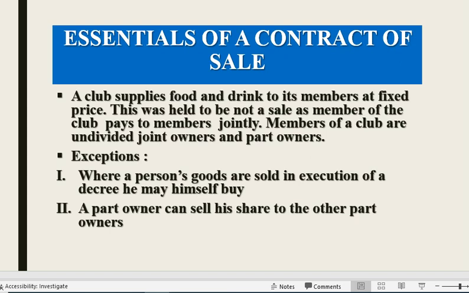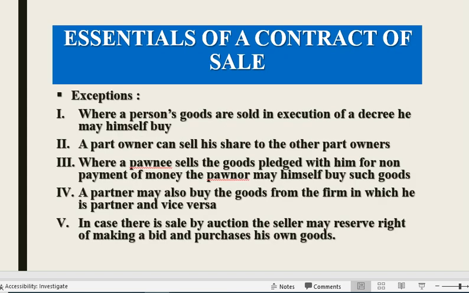So there are exceptions where the seller could buy his own goods. Where a person's goods are sold in the execution of a decree, he may himself buy during that decree. A part owner can sell his share to the other part owner. Where a pawnee sells the goods pledged to him by the pawner because the pawner has not made the payment, then the pawnee could sell those goods. But in that situation, the pawner may himself buy such goods.